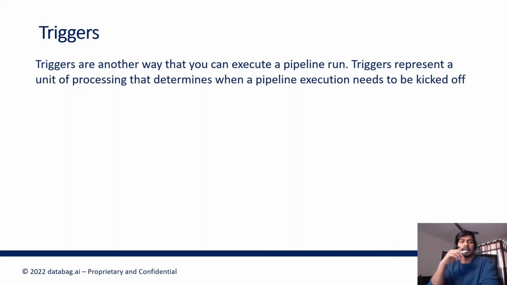Triggers. So triggers are basically just a way that you can execute a pipeline run. Now let's say you have created your pipeline and that is ready to be deployed in production. Now you want it to run the pipeline. So it's not a job that you go there and run manually every day.